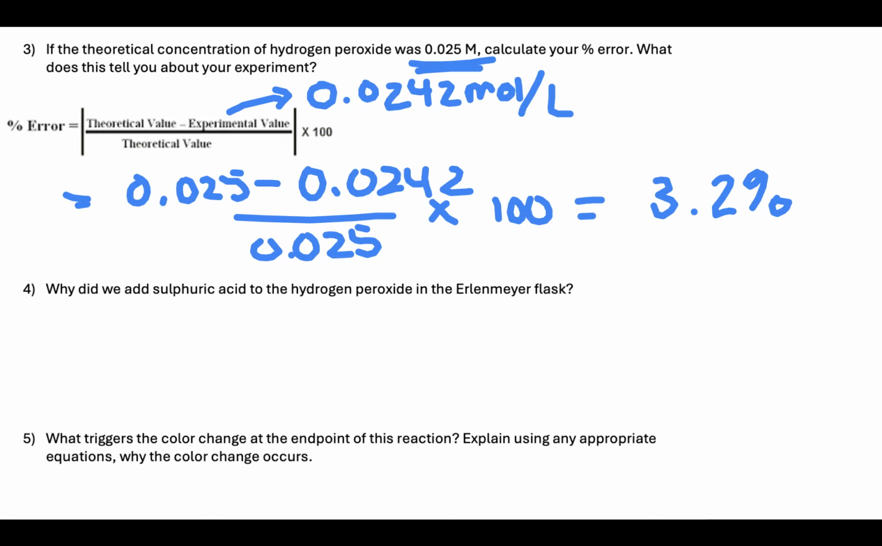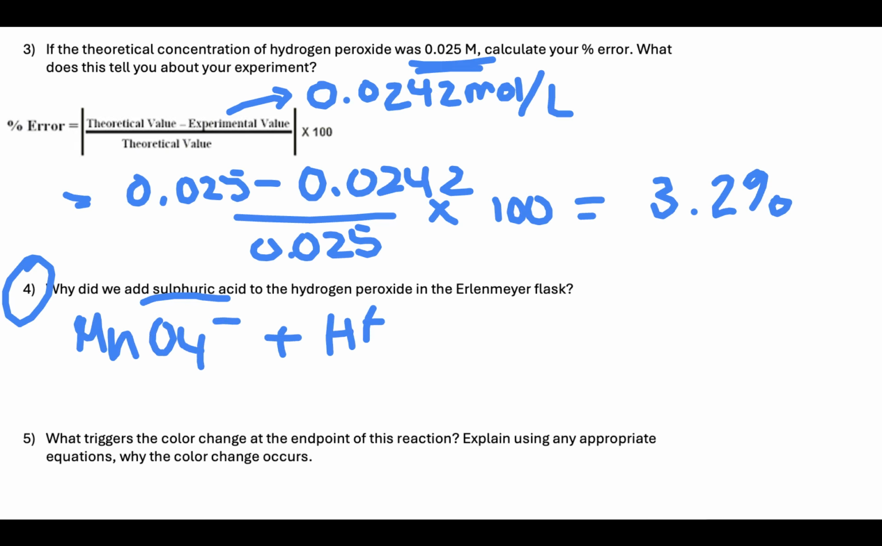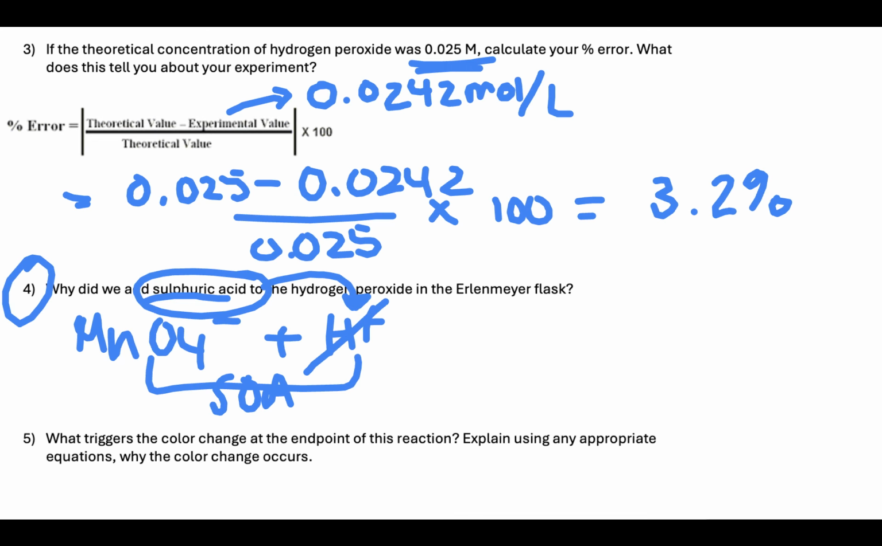The next part with question number 4, this is a good question because it's asking about why we're adding the acid to the hydrogen peroxide. Without the acid, right, we had that MnO4 negative, but if you didn't have acid, then together we would not have a strong oxidizing agent. So we need the sulfuric acid to get that hydrogen. If it's not present, then this reaction wouldn't take place.